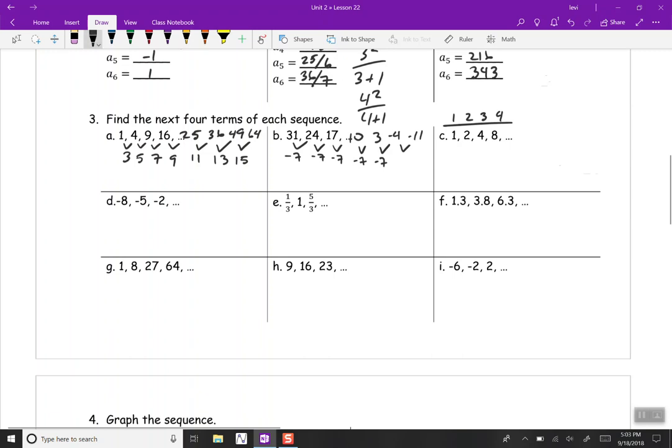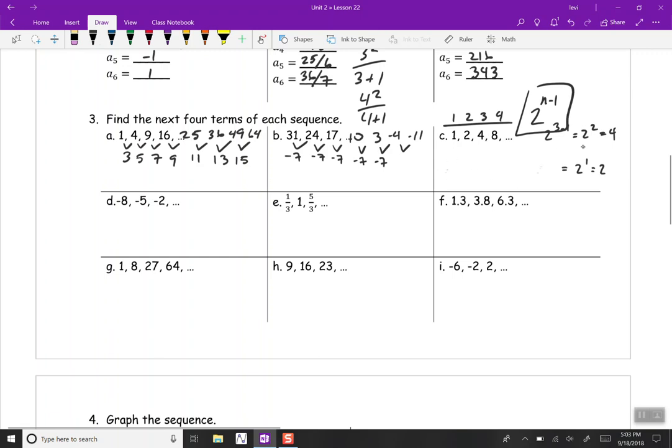1, 2, 4, 8. How about 2 to the n minus 1 power? So the first one would be 2 to the 1 minus 1, which would be 2 to the 0, which is 1. Next would be 2 to the 2 minus 1, which would be 2 to the first, which is 2. Next one would be 2 to the 3 minus 1, which is 2 squared, which is 4. Hey, we did it. Alright, so 2 to the n minus 1.